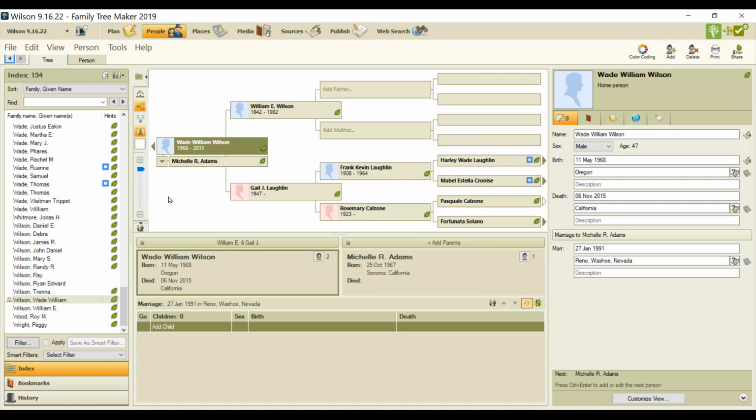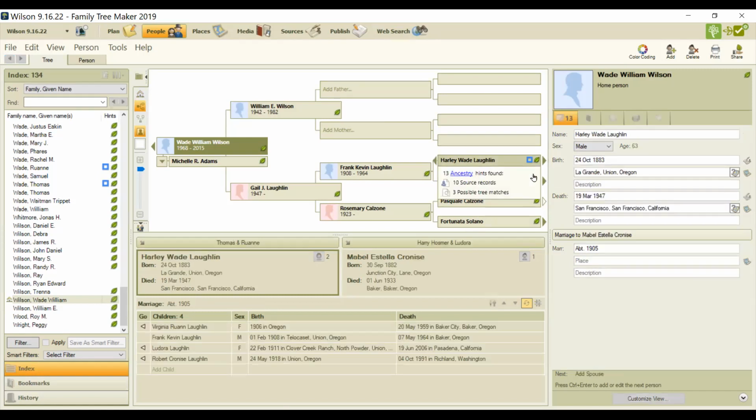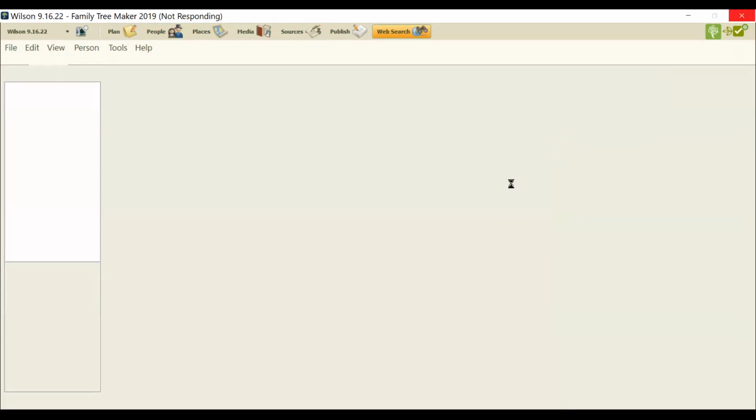Okay, so let's focus here on Harley Wade. Harley and Mabel Cronice are interesting. So when I click here, what I'm going to get is I have Ancestry hints, that's the blue, and then I have possible tree matches on the tree that's with FamilySearch. So let's do the tree matches first. Computer's a little slow today.